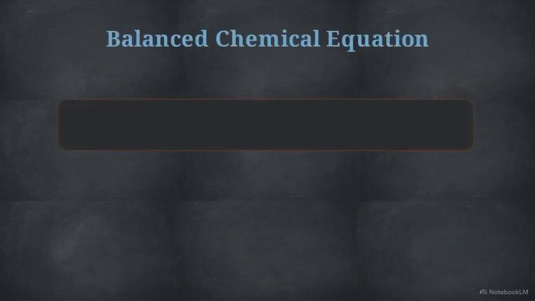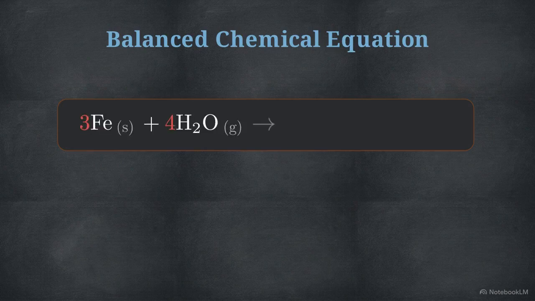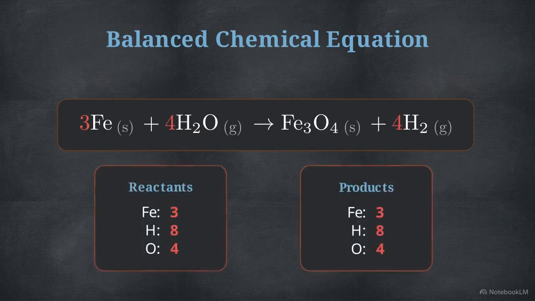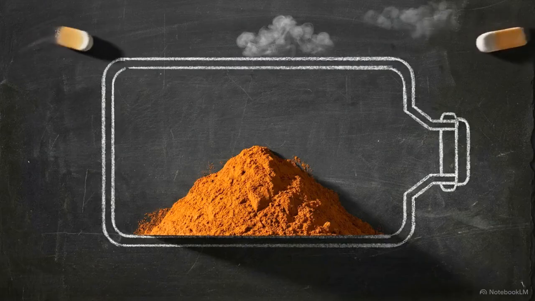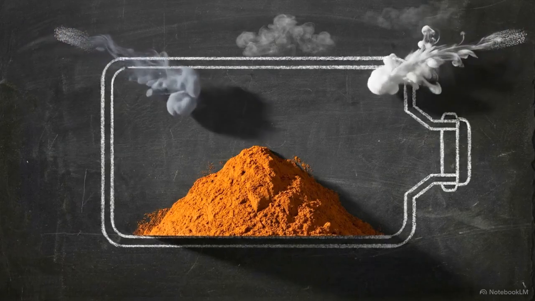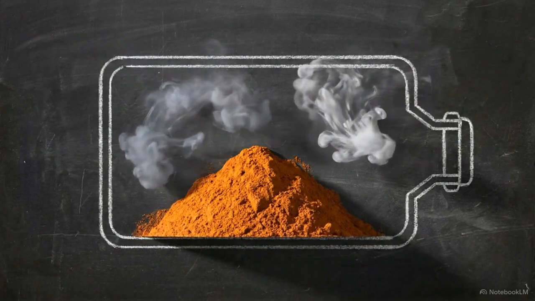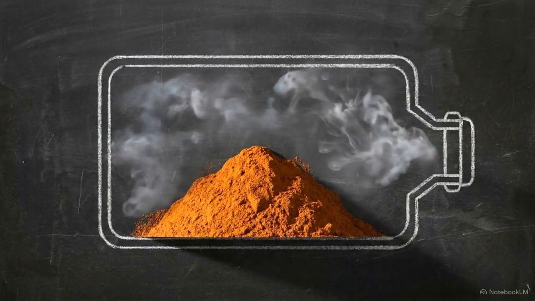The final balanced equation reads: 3Fe(s) + 4H2O(g) yields Fe3O4(s) + 4H2(g). By aligning these quantities, we have demonstrated that mass is conserved throughout the process, fulfilling the requirements of the law of conservation of mass.